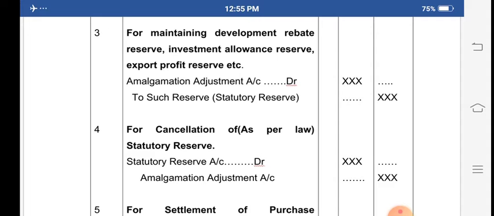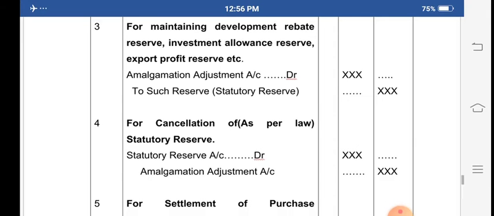Next, the fourth transaction is for cancellation, as per the law. If there is any cancellation of the statutory reserve as per the rules and regulations, then how to pass the journal entries: statutory reserve account debit, to amalgamation adjustment account credit. Like this, we pass the journal entries for the cancellation of the statutory reserve.